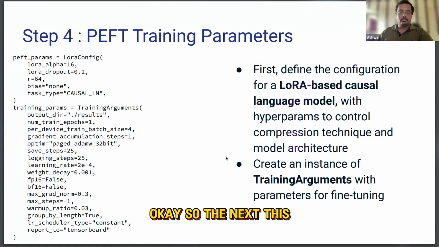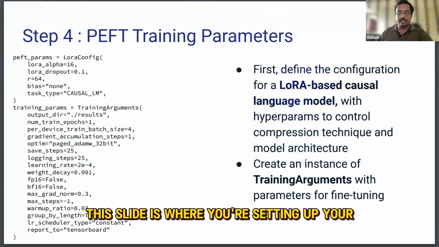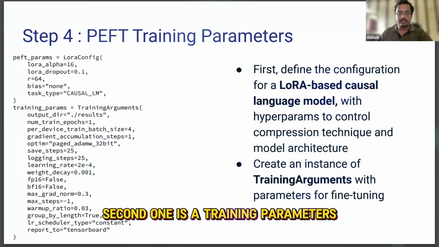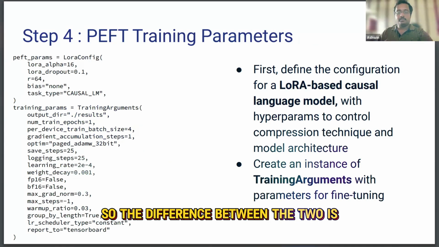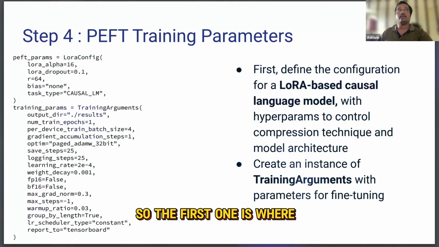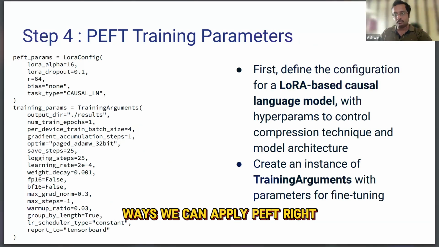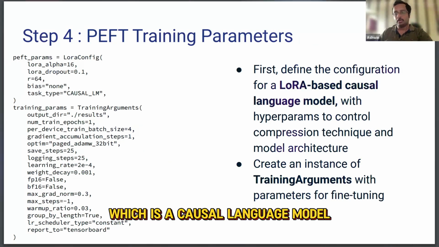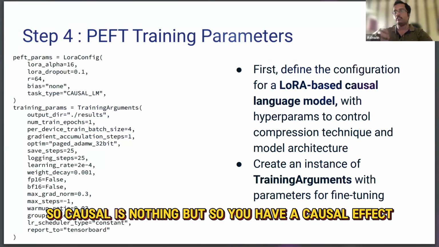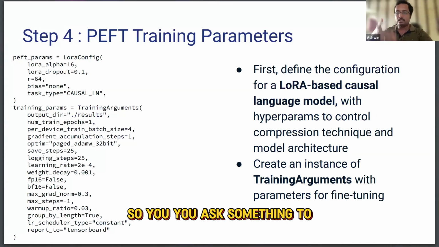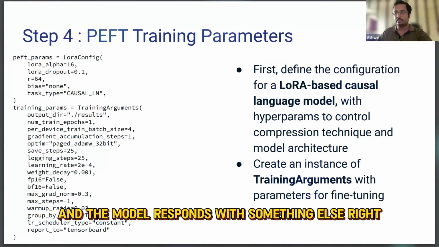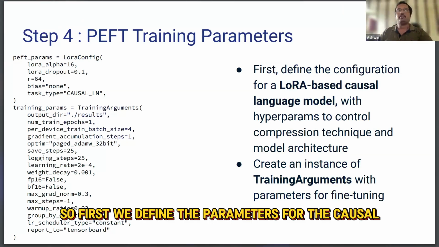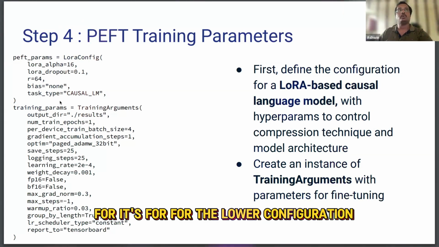Okay, so the next slide is where you are setting up your parameters, right? The first one is the PEFT parameters, the second one is the training parameters. The difference between the two is, the first one is where earlier we talked about the different ways you can apply PEFT, right? So we are going to use LoRA here, which is a causal language model. Causal is nothing but cause and effect. You ask something, something happens, and the model responds with something else, right? So for example, Q&A is causal. So first we define the parameters for the LoRA configuration.